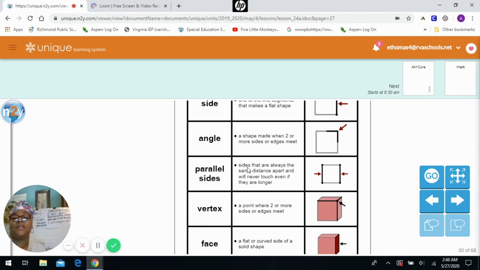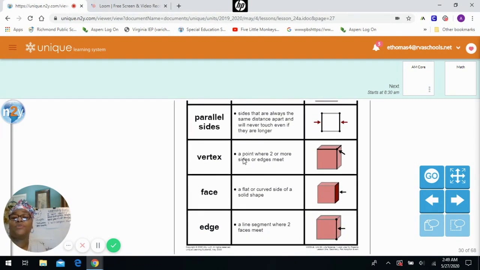Parallel sides, that's the next one. Sides that are always same distance apart and will never touch even if they are longer. Never ever touch. Parallel. You just keep it going and going and going. A vertex. We just talked about the vertex. A point where two or more sides or edges meet. So you have an edge there, edge there, and edge there, and they come to one point. The vertex.